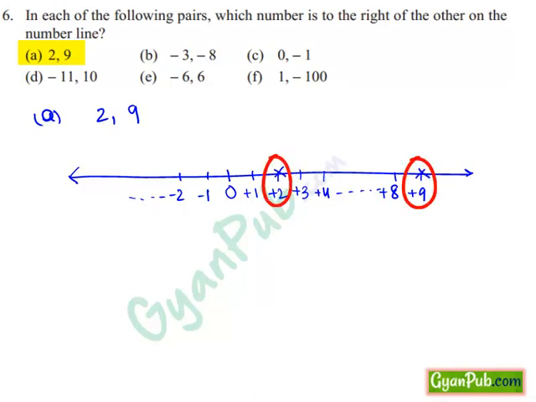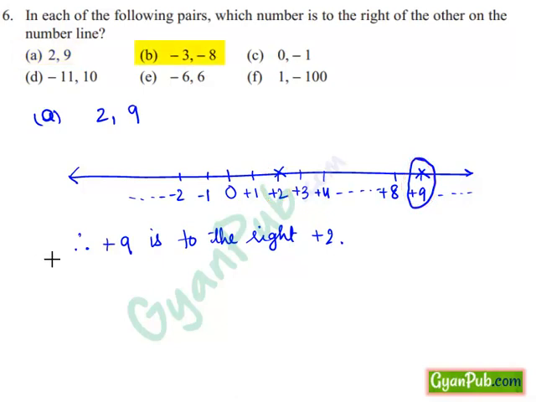By observing this number line, we can see that 9 is the right side of plus 2. So, for the given question, 2 and 9, 9 is to the right of 2. Therefore, 9 is to the right of plus 2.